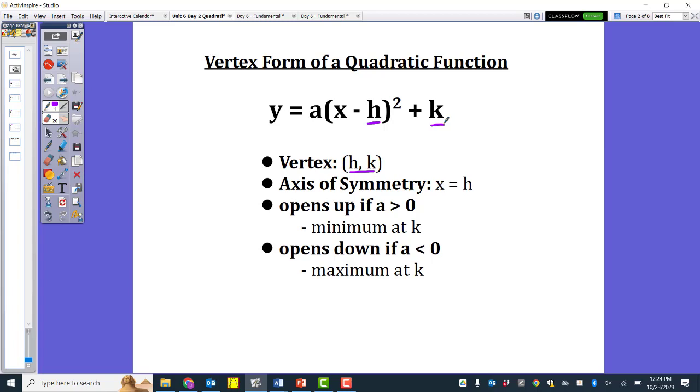Now, one thing I didn't emphasize on Friday that I need to emphasize today, when we do minimum or maximum, we have to also state that it is a minimum or maximum value at a specific point. And this is just the y value of the vertex. Okay, so we're saying it's a minimum at, and then k, a maximum at, and then k.